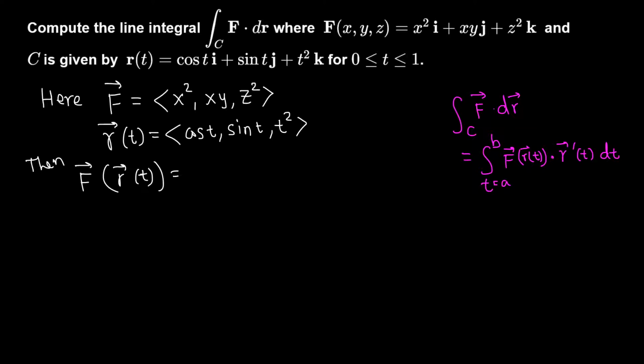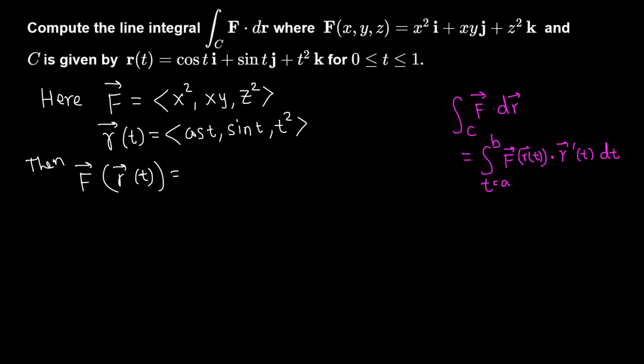Compute the line integral of F dot dr, where F is given by this vector and C is given by this parameterization. So let me write this vector F and this r in terms of component notation. F is pretty much x squared, xy, and z squared, and r of t is cosine t, sine t, t squared.